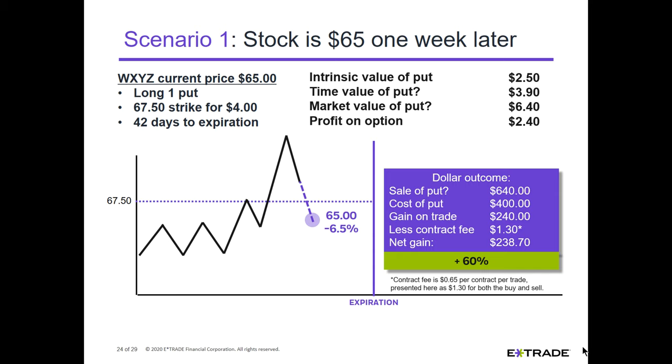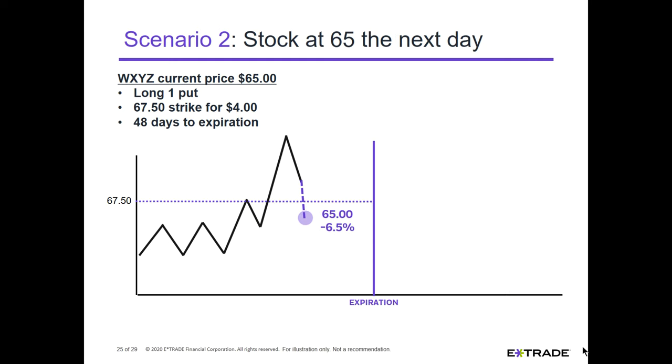All right, scenario two is the stock's 65, but even faster. It's 65 the next day. So all of our facts now, other than we have more time left, we have 48 days to expiration. Let's go through the value of it. Intrinsic value is the same. Remember, that's just the arithmetic between the strike price and the current price of the stock. Time value is going to be different, though. Here, less time has gone by, just one day, and no doubt the volatility is increased.